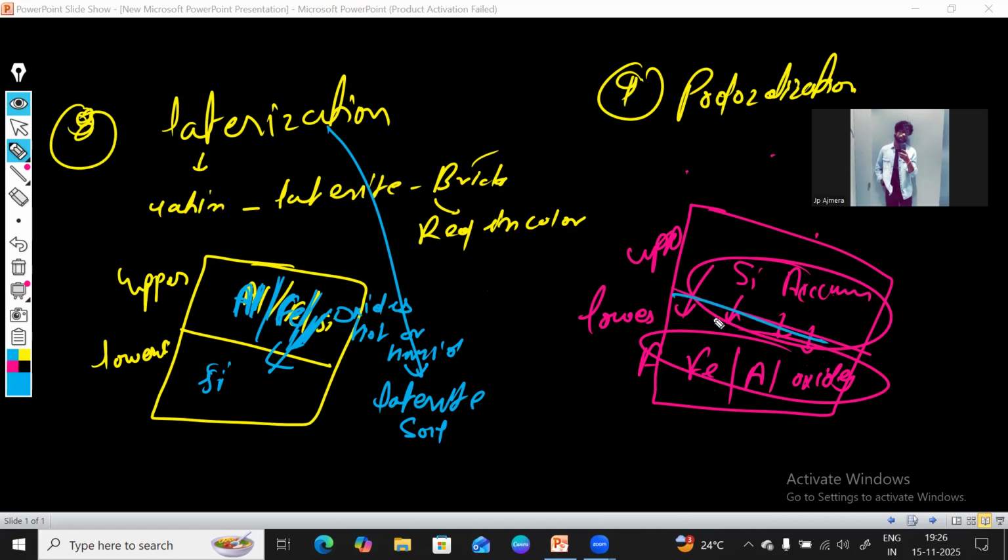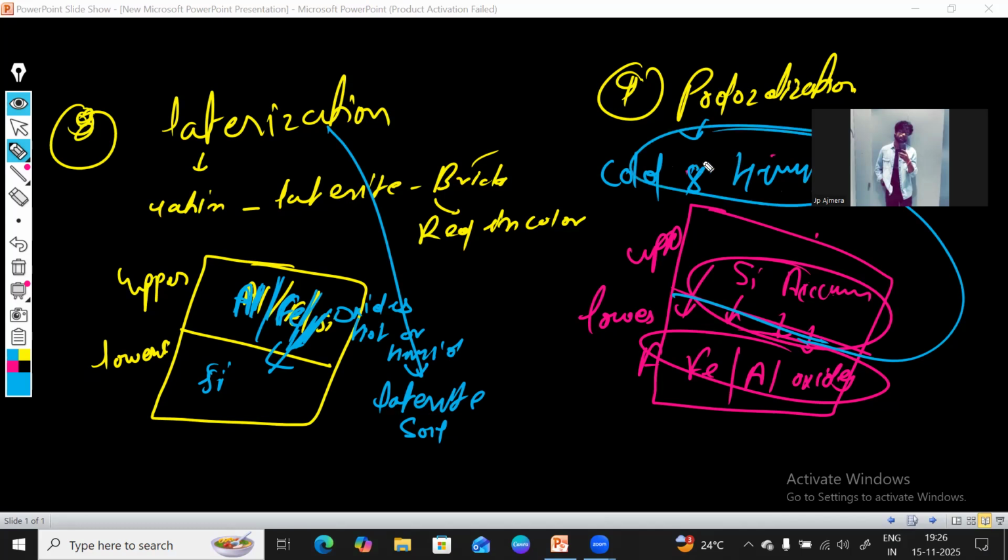So this phenomenon is known as podzolization. It is a process in which there is accumulation of silica in the upper part of the soil and leaching of aluminum and iron oxides. The reason is that the climate is cold and humid. In laterization it was hot and humid, but podzolization happens in a cold and humid climate.